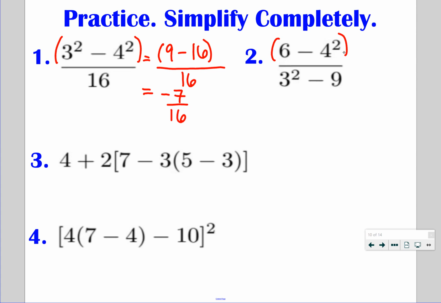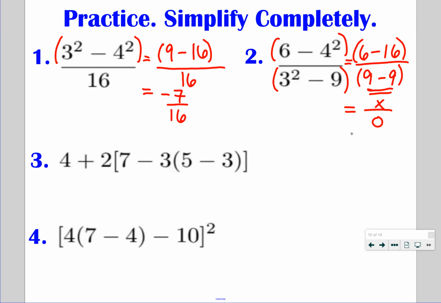Number 2, numerator and denominators. I'm going to put in parentheses. And again, the first thing I can simplify in each is the power. So 6 minus 4 squared, which means 4 times 4, gives me 16. In the denominator, 3 squared gives me 9, minus 9. And hopefully you noticed at this point, we have something minus itself in the denominator. It doesn't really matter what's in the numerator because anything divided by 0 will be undefined.